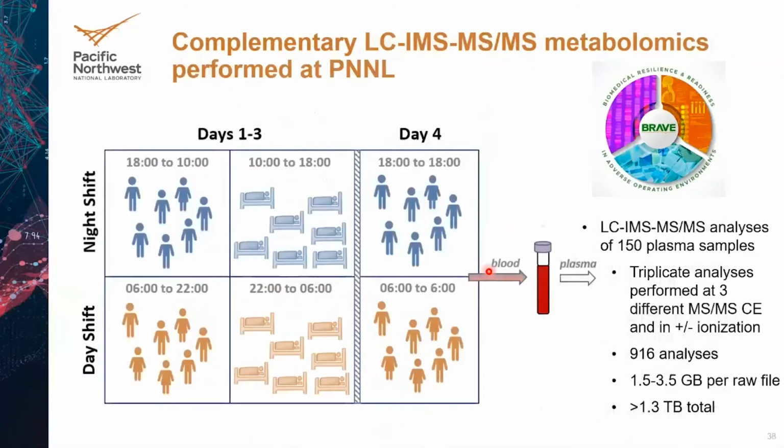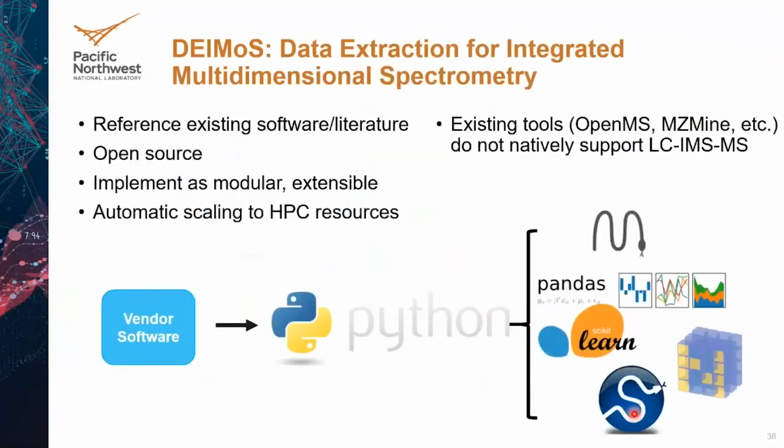We then applied liquid chromatography, ion mobility, tandem mass spectrometry of the same samples, focusing on the polar metabolome. A lot of analyses. We analyzed each sample in positive and negative ionization. We also used 3 different collision energies for the tandem mass spectra. Resulted in over 916 raw data files, if you include blanks and QCs. A lot of data, about 1.3 terabytes in total. And then we're stumped, really, with how to effectively process that.